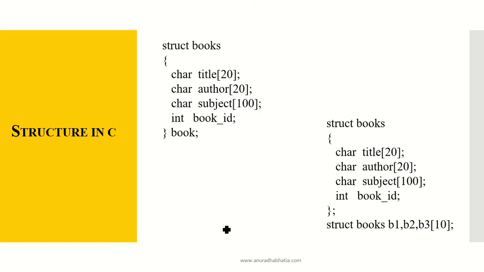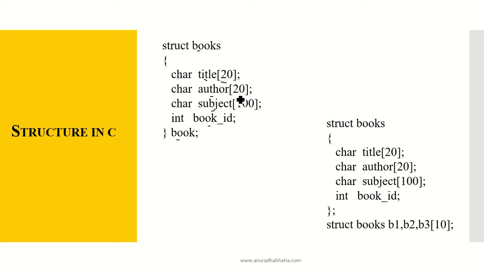This is a simple example. We've taken books as a structure. Each book has a title, author name, the subject of that book, and the book ID. As you will see over here, I have declared the structure variable right here itself and it ends with a semicolon. So my structure name is books and it has members: title, which stores the title, is char title[20], and each character takes 1 byte, so this will take 20 bytes.